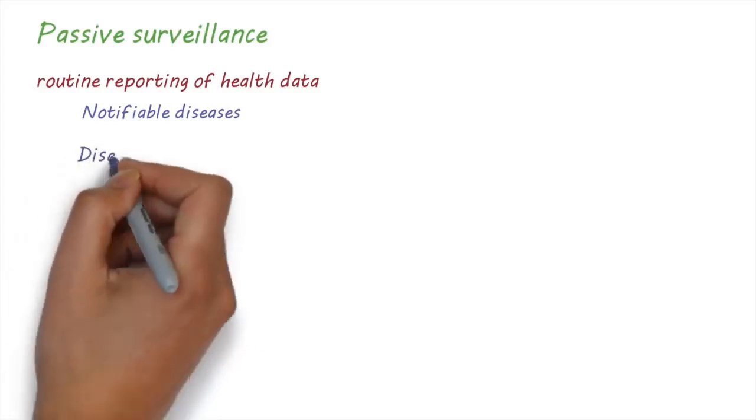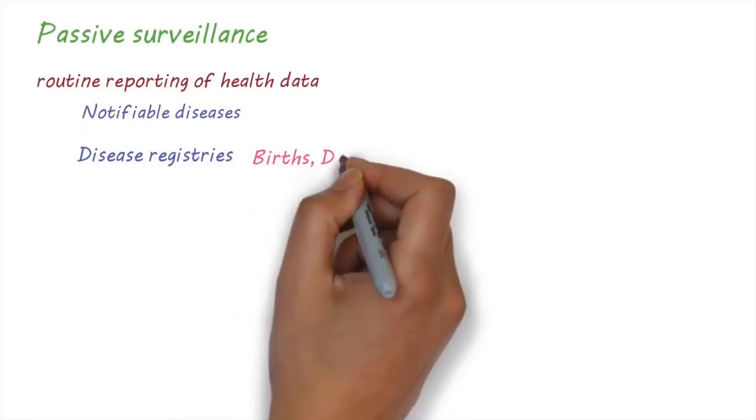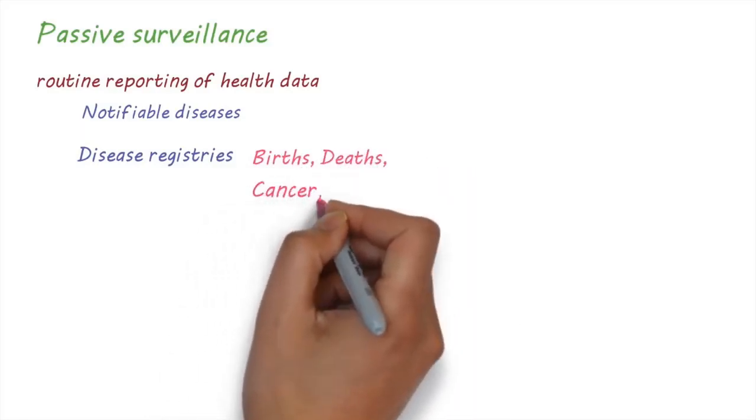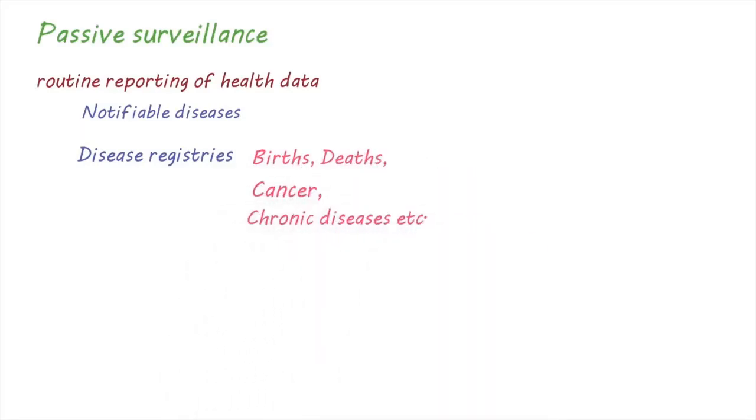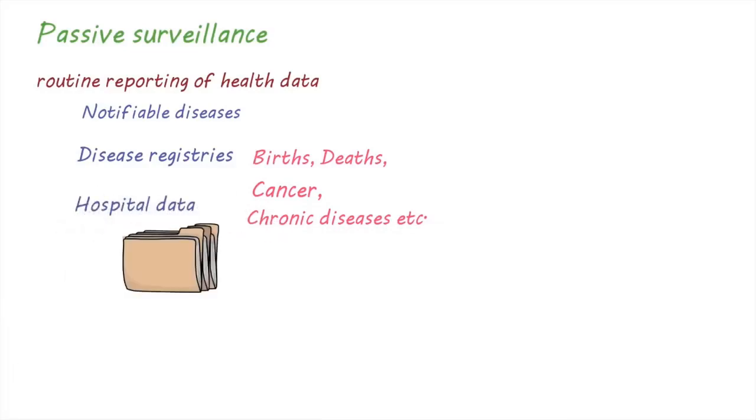Another example is a registry, which is a collection of health data. Registries can have data on births, deaths, cancer, chronic diseases, and a variety of other diseases. Healthcare providers like hospitals also routinely collect data on the number and type of patients that seek treatment. This is another example of passive surveillance.